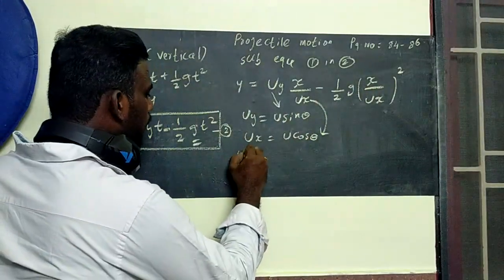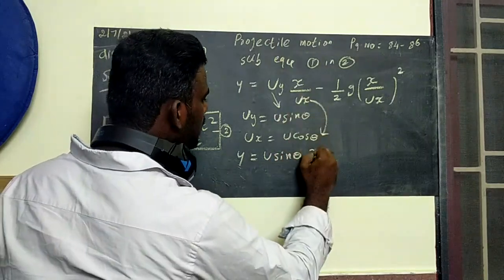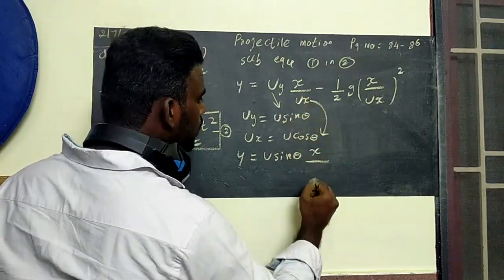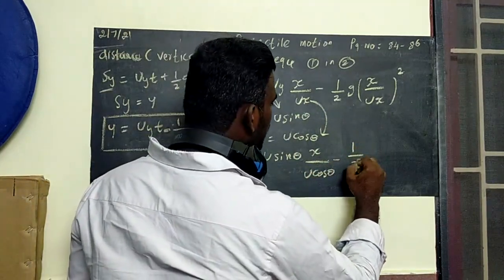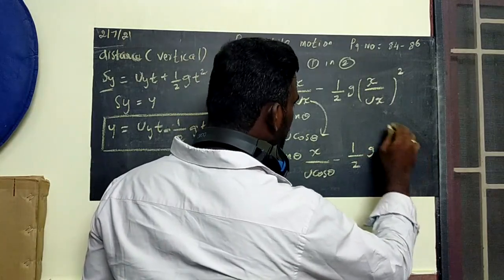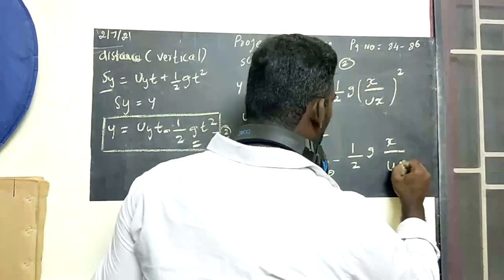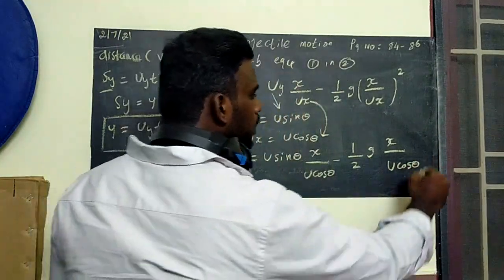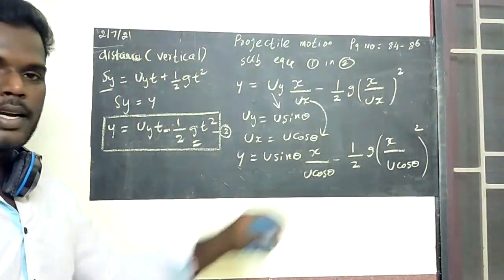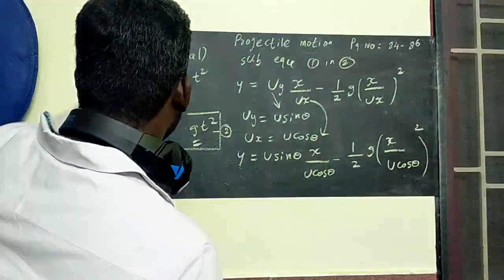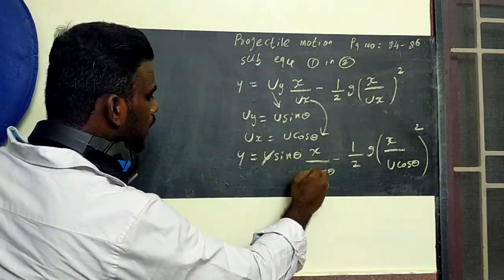So now y equal to, in place of uy, u sin theta, into x divided by, in place of ux, u cos theta, minus 1 by 2 g x divided by ux. In place of ux, we have to substitute u cos theta, that is whole square. Is that clear? Now by solving this, we can solve this one. So u and u will cancel.